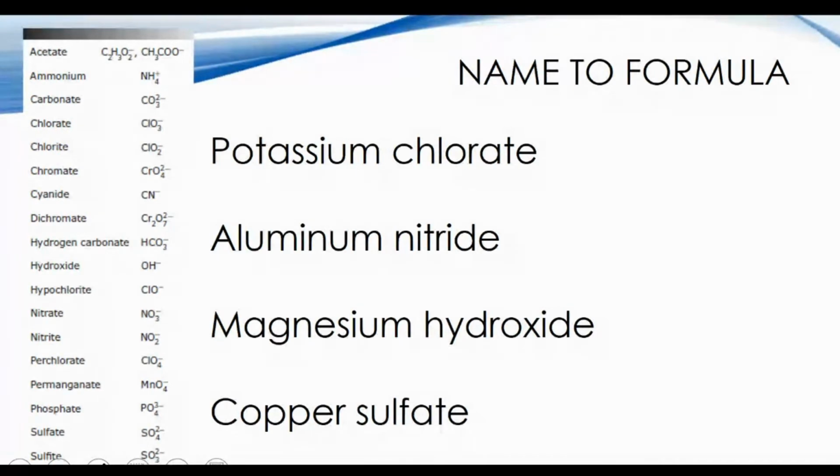So there's a couple of steps that we have to follow. It's basically naming but backwards. We have to find the symbols first, and then we have to figure out a way that they're going to equal 0, because that's the rule. They have to be neutral.